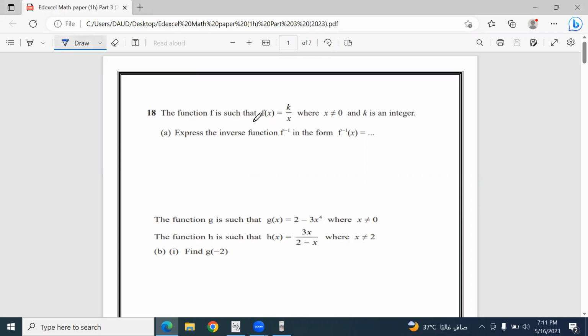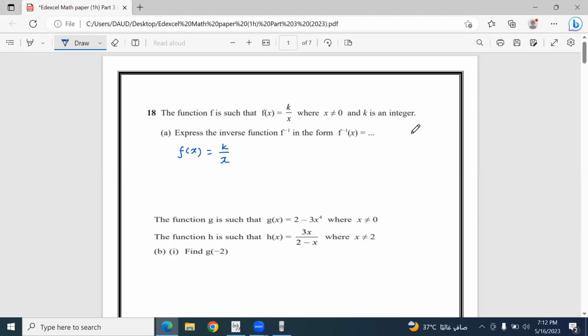The function f is such that f of x equals k over x, where x is not equal to 0 and k is an integer. Express the inverse function f power minus 1 in the form f inverse x. The function f of x is given, which is f of x equal to k over x. So in inverse function, we utilize the 3 steps.